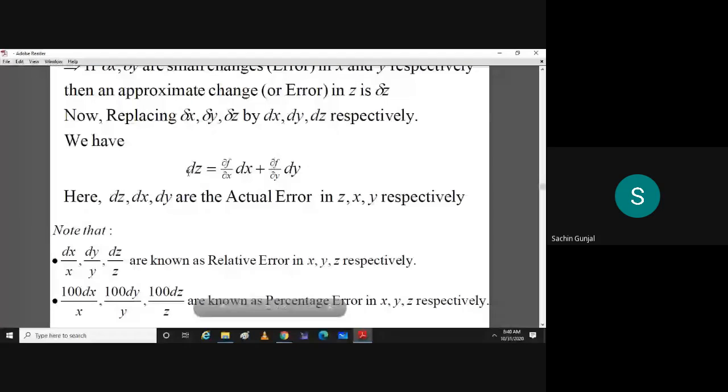z is equal to f of x, y, then dz is equal to double f by double x dx plus double f by double y dy, where dz, dx, dy are called actual errors in z, x, y. Second statement, dx by x, dy by y, dz by z are known as relative errors in x, y, z. Then you multiply by 100, so 100 dx by x, 100 dy by y, 100 dz by z are called percentage error in x, y, z. Just write down these three-four statements.